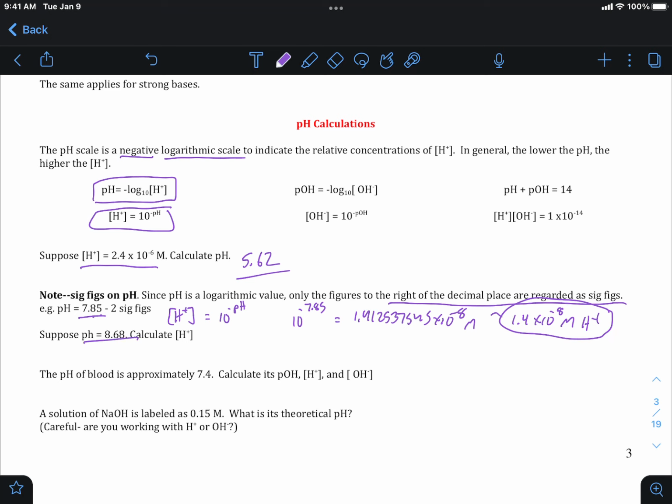Tell me what the H+ is if we have a pH of 8.68. With sig figs, what would it be?